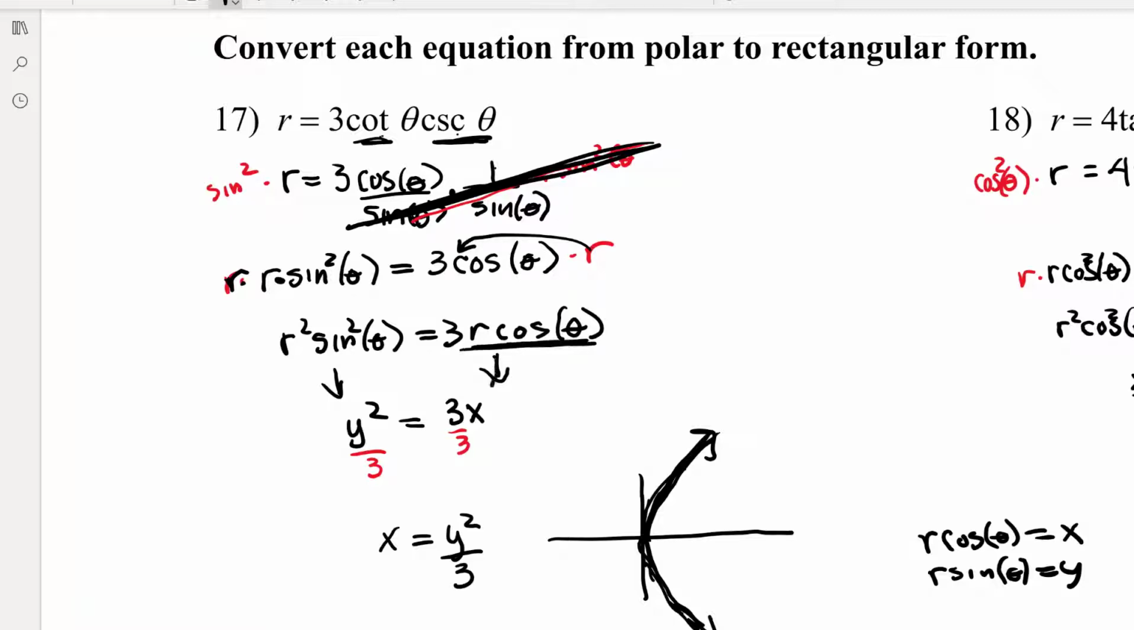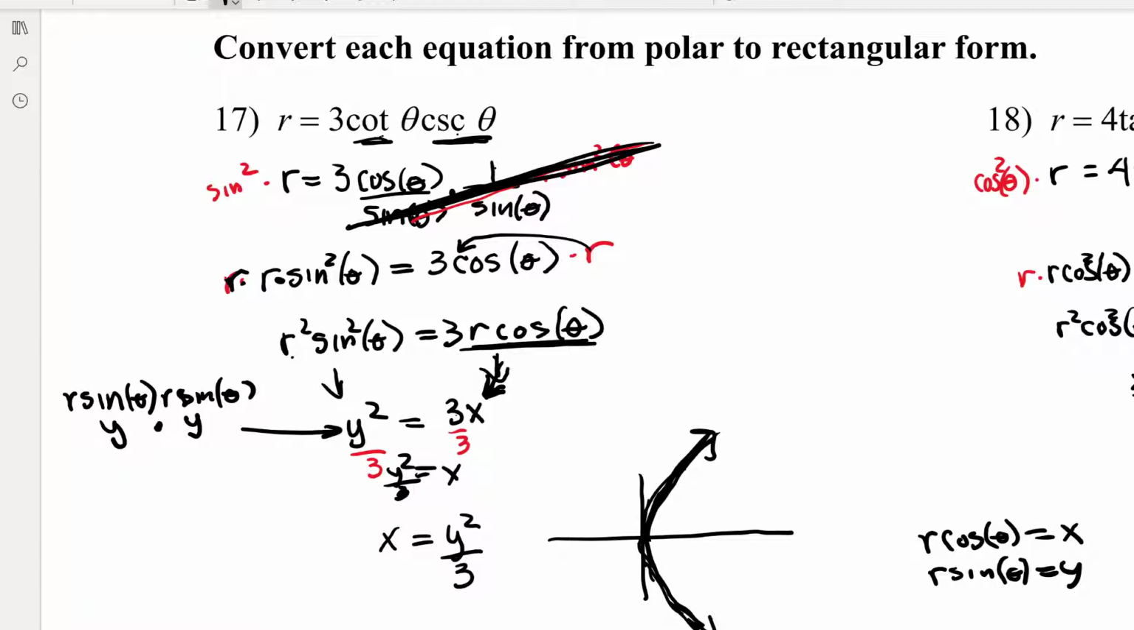Well, r cosine converts to x. And r squared sine squared is the same as r sine theta times r sine theta, because r squared sine squared, r sine is y, times y, squared. So now you have y squared is equal to 3x. Since the y is squared, we want to get the x by itself. So divide both sides by 3, and then I'm just going to flip the sides. This would say x is equal to y squared over 3, but that's difficult to read backwards.